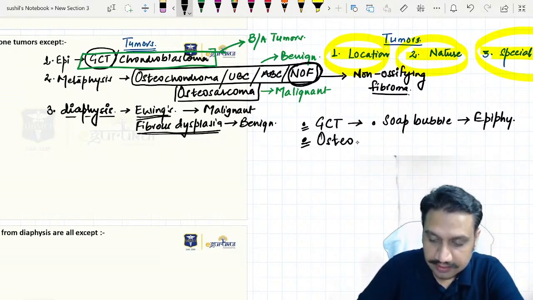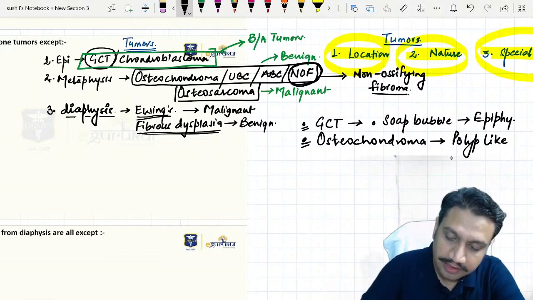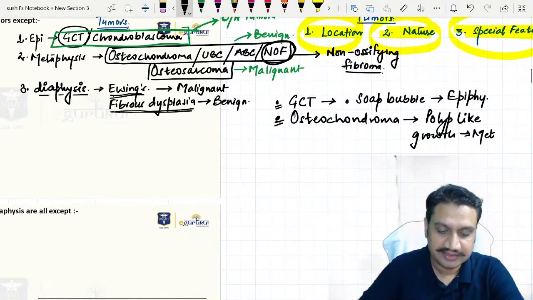osteochondroma. How will you identify osteochondroma? Osteochondroma will be a polyp-like growth. And where it will be, that you already know. That is metaphysis. So a polyp-like growth at metaphysis.